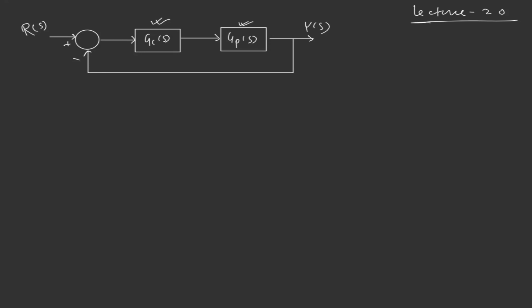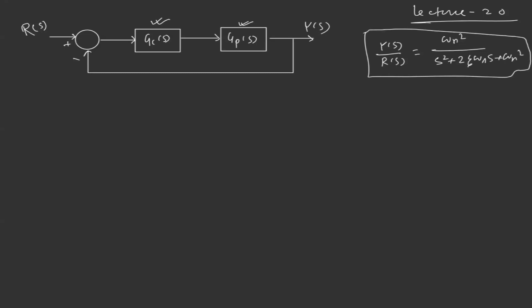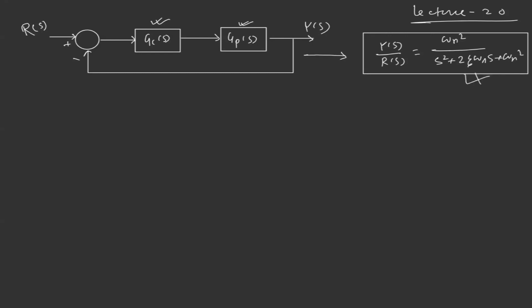linear system, and we can check whether the system can track the ideal response, which is Y of S over R of S equal to omega n square over S square plus 2 zeta omega n S plus omega n square. So this is basically a standard second order system. And our main objective is to design the control algorithm for this particular system, which will follow this ideal response.